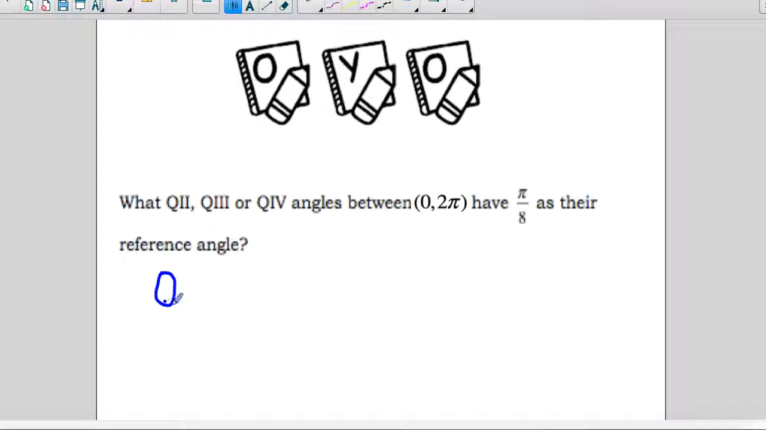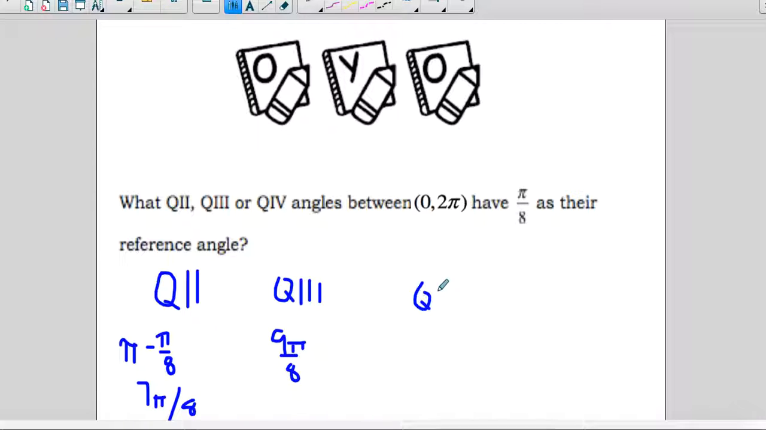Okay, so quadrant 2, with the degrees, we did 180 minus the degree number, but instead of 180, we have pi. So I'm going to do pi minus pi over 8. And if I get a common denominator, 8 pi over 8 minus 1 pi over 8 would be 7 pi over 8. Quadrant 3 would be pi, same thing as 180, plus pi over 8, which would end up being 9 pi over 8. And for quadrant 4, we would start with 2 pi, or 360 degrees, and subtract pi over 8. So 2 pi is 16 pi over 8, minus 1 pi over 8 would be 15 pi over 8. So all three of these have pi over 8 as their reference angle.